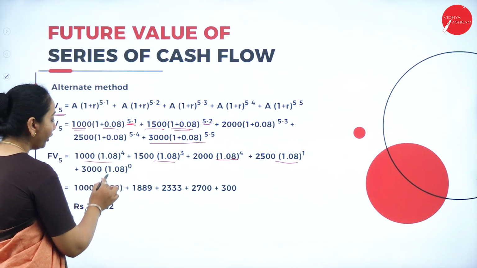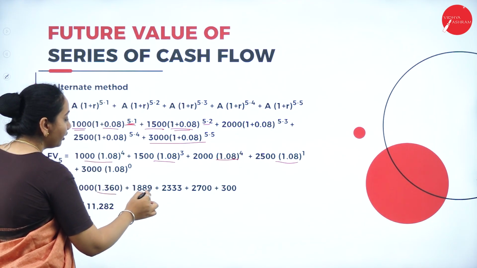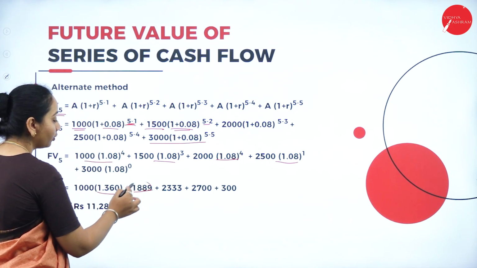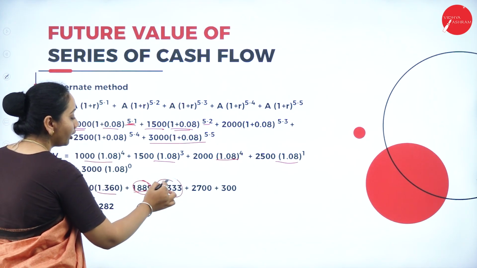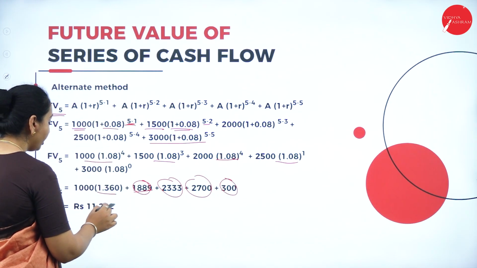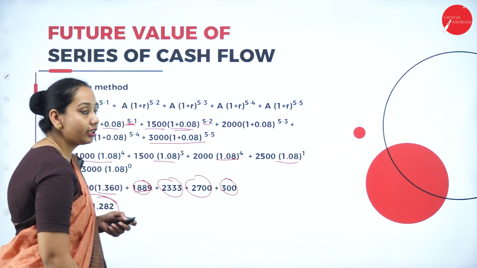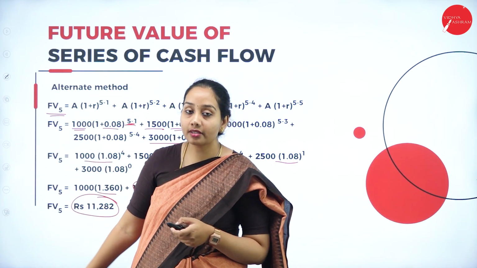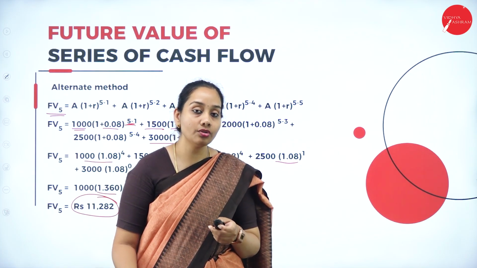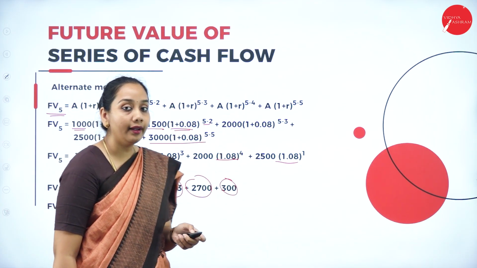So we'll get 1.306. Then we'll get 1,500 into 1.08 to the power of 3. The total answers are 1,888, 2,333, 2,700 and then 3,000. So overall we are going to get 11,282. So this is an alternative method. If you don't have any table with you, this is the alternative method you can adopt.